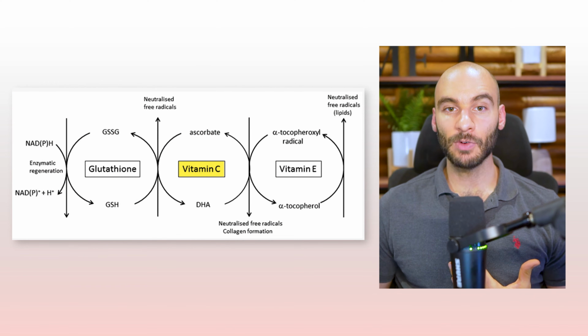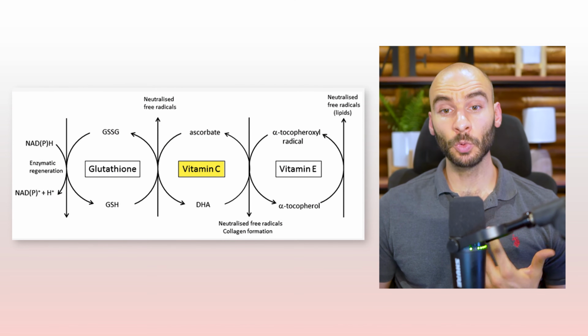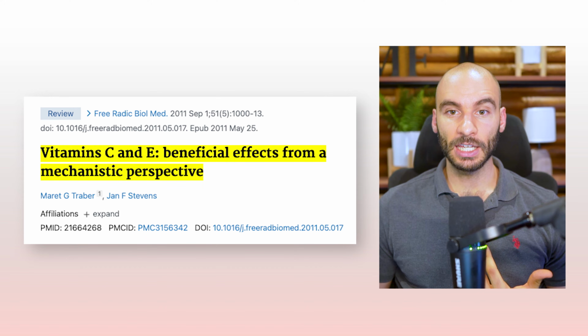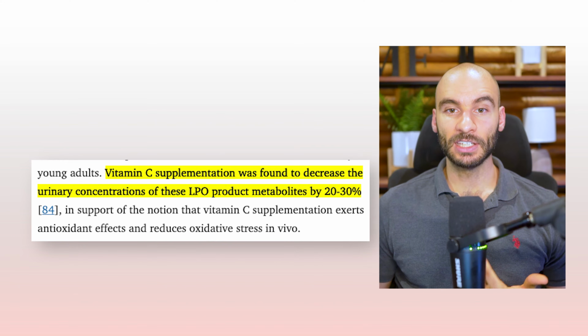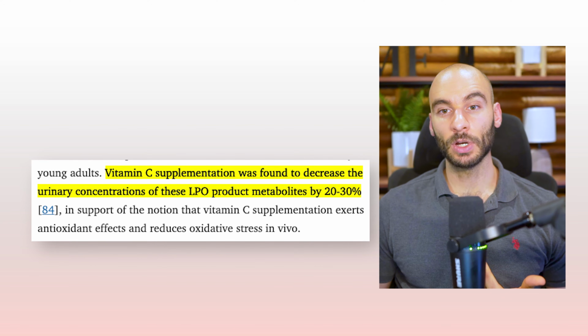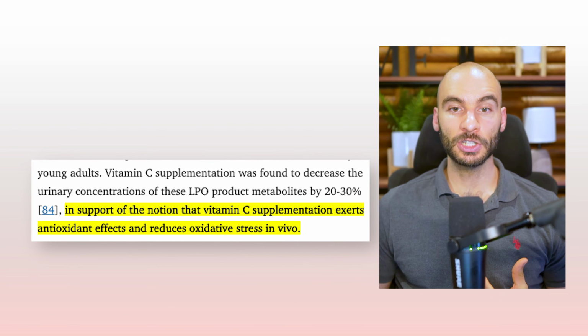Now, as we can see, vitamin E doesn't work alone and works with vitamin C. And so we have a clinical trial here. This is actually a double-blind, placebo-controlled, randomized crossover study. And what they see is vitamin C supplementation was found to decrease the urinary concentration of lipid peroxidation metabolites by 20 to 30% in support of the notion that vitamin C supplementation exerts antioxidant effects and reduces oxidative stress in vivo.